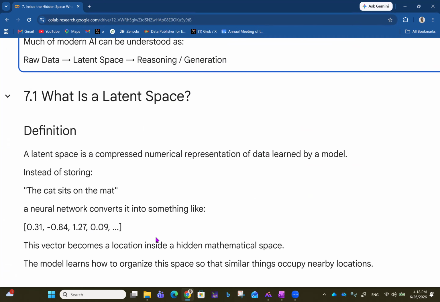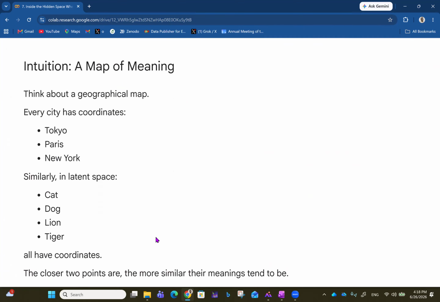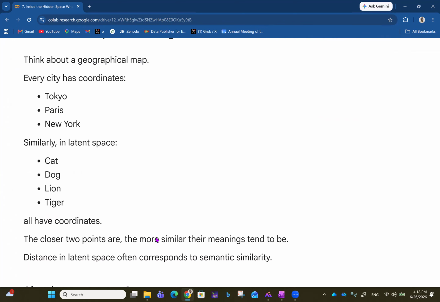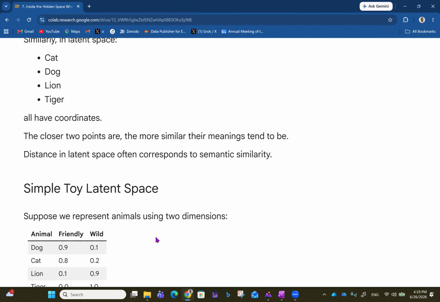It is more like you are allocating plots of land to people and you want to put family members close by, something like that. So the intuition here is that we have a map of meaning. First of all, think about a geographical map, and every city has coordinates, like Tokyo, Paris, New York. Similarly, in latent space, cat, dog, lion, tiger all have coordinates instead of just the words cat, dog, lion, and tiger. So the closer points are, the more similar their meanings tend to be. Distance in latent space often corresponds to semantic similarity, how the meaning and the context in which they play determines how close together you find them.